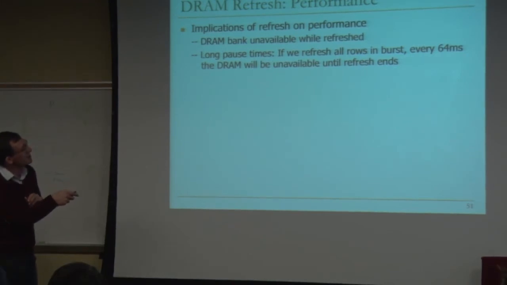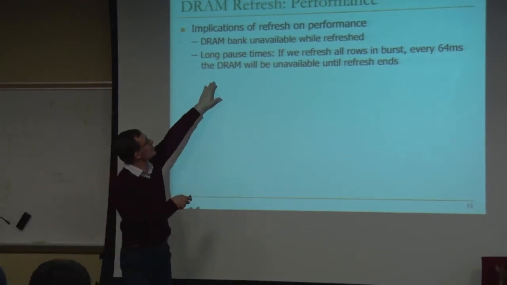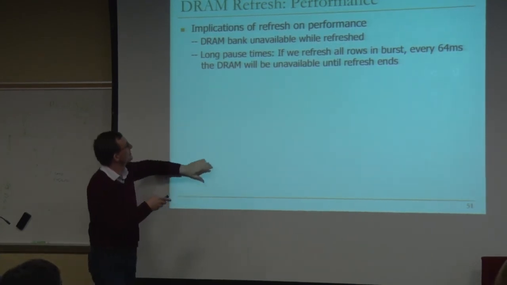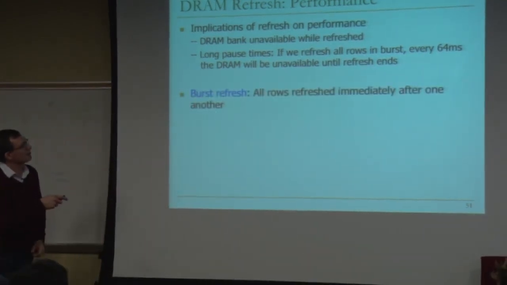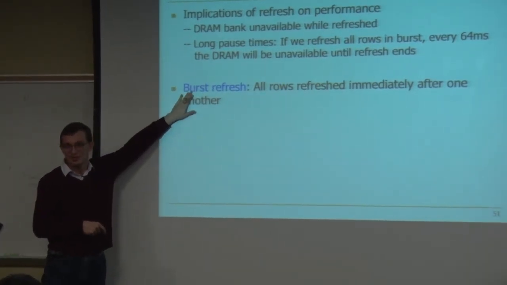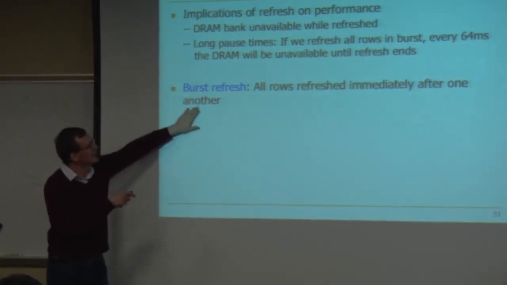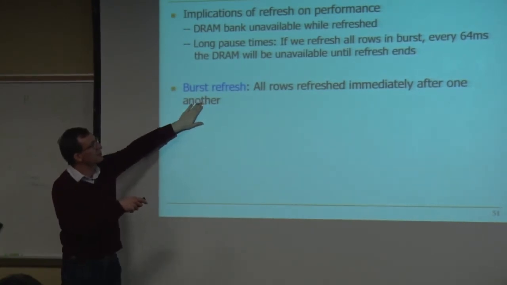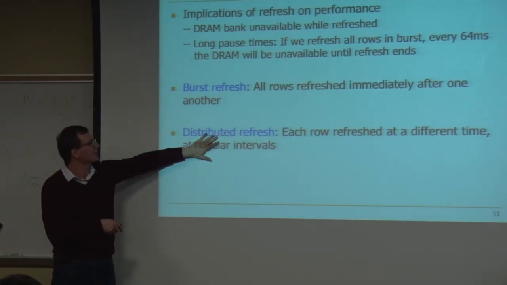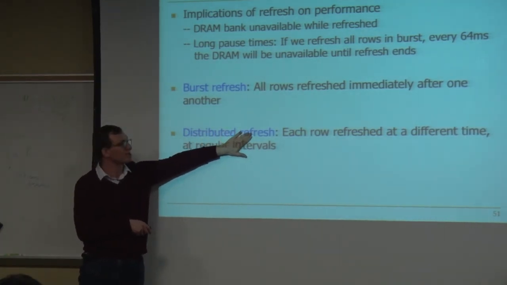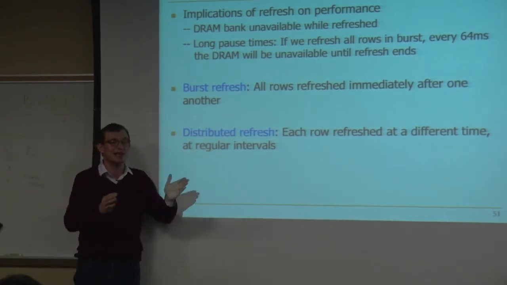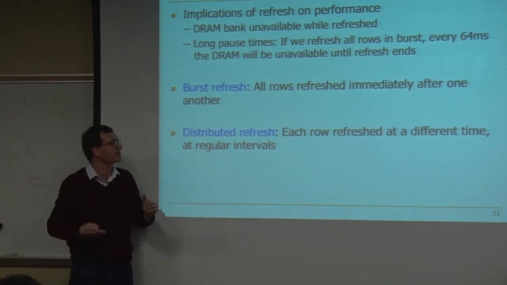You can get long pause times if you refresh all rows in burst. Every 64 milliseconds, the DRAM will be unavailable until refresh ends. So normally, memory controllers do not do burst refresh. They used to do this in the old times. And they used to refresh all rows immediately after one another. Today, most controllers that I know of do distributed refresh. Each row is refreshed at a different time at regular intervals. Basically, refresh is staggered across rows within the 64 milliseconds.